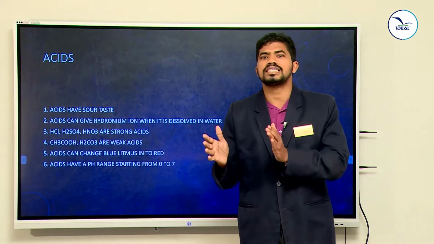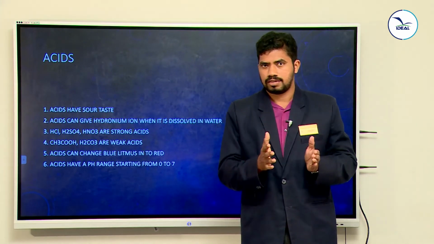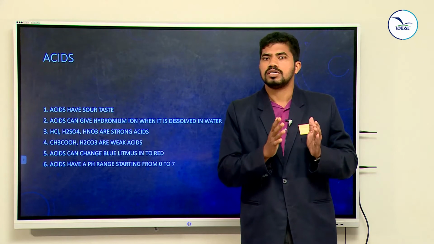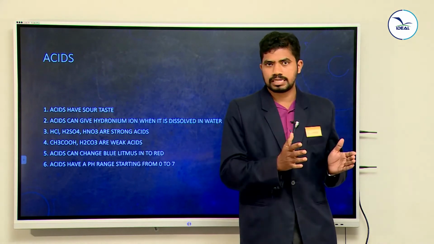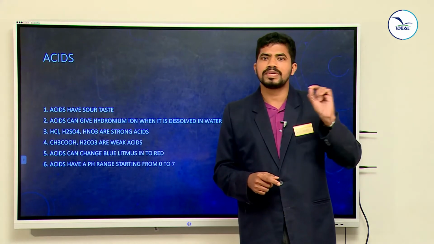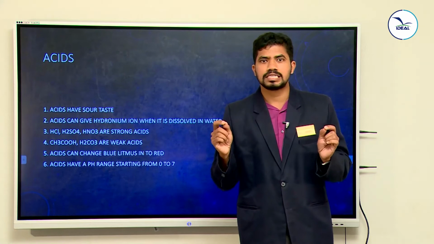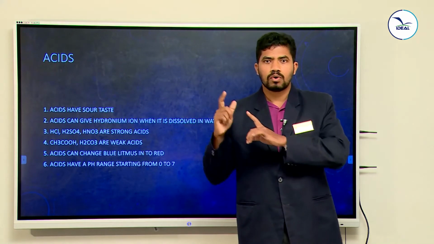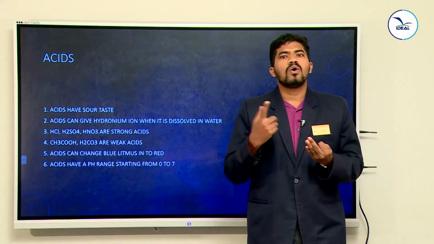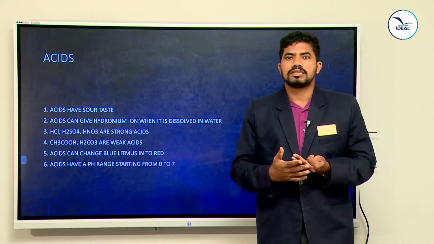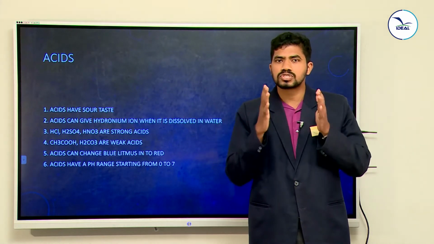An acidic solution has a pH from 0 to 7, and a base should show a pH from 7 to 14. A strong base should have a pH very close to 14, but a strong acid should have a pH very close to 0 or 1. Hydrochloric acid and nitric acid should have a pH between 0 and 1 or 0 and 2. They are strong acids.